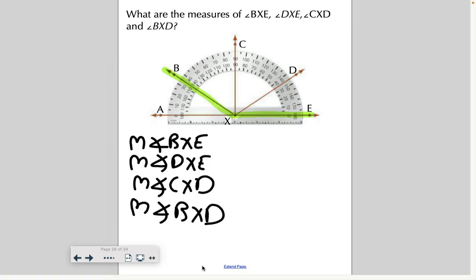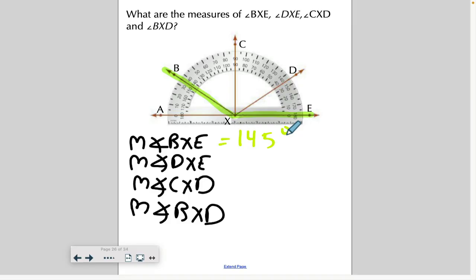Anybody have BXE? You like BXE? Ava, do you like BXE? What do you got? 145. Do we like 145 maybe? Yay, nay? I do too. Make sure you do though. Measure of angle BXE. They want angle measures. I need M. Remember, notation will get some of you. It would be a shame to write down 145 and me having to take off every time because you didn't write M angle BXE. This is your chance to practice, okay?